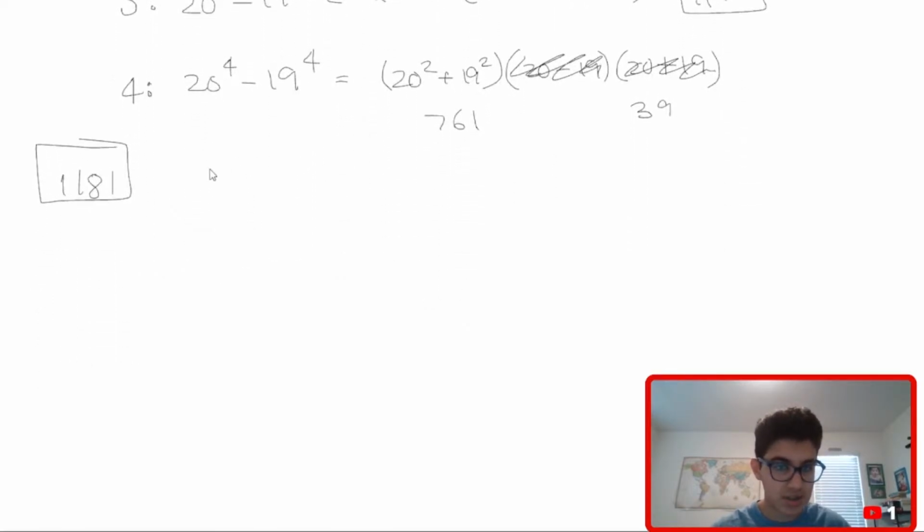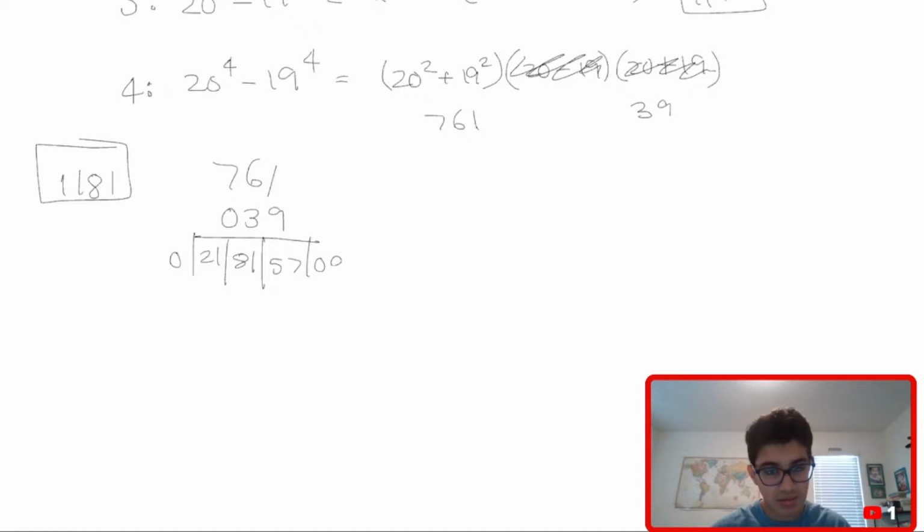What about here? 761 times 039. So the first digit will be 0. Then we have 21. Then we have 0, 18 and 63. So 18 plus 63 is 81. This becomes 3 plus 54, so 57, and then 0, 9. Great. 9, 7, 6, 9, 2. Does that make sense? Yeah, it seems reasonable.